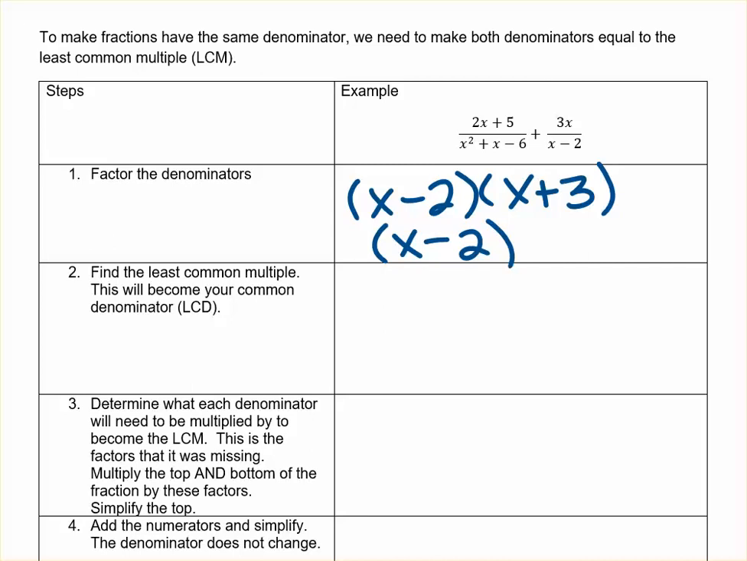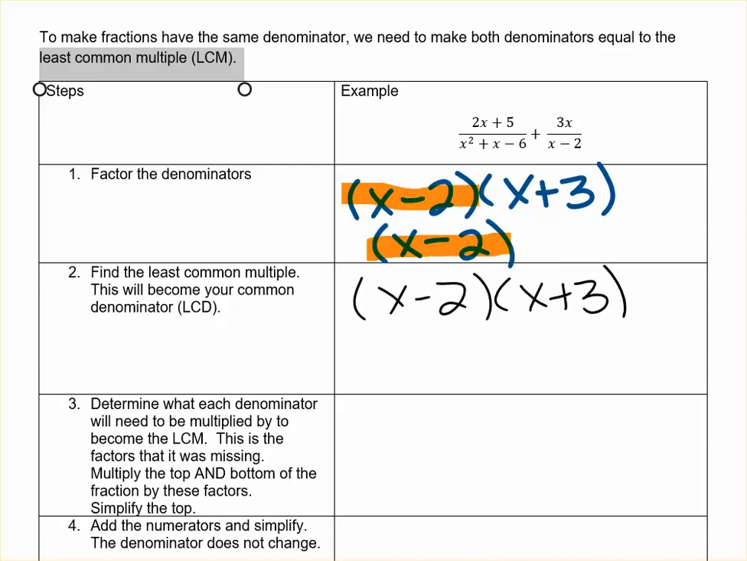So to find the least common multiple, I'm going to use these factors. Now I notice that x minus 2 is a factor in both of them. I'm only going to use that once, but then I do have the x plus 3. So my least common multiple is x minus 2 times x plus 3. And it's okay to leave that in factored form.